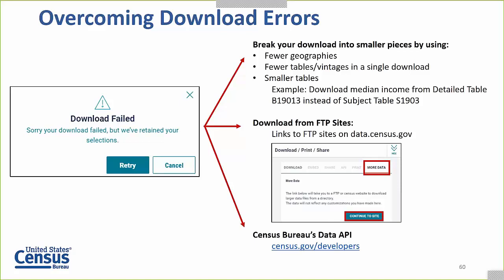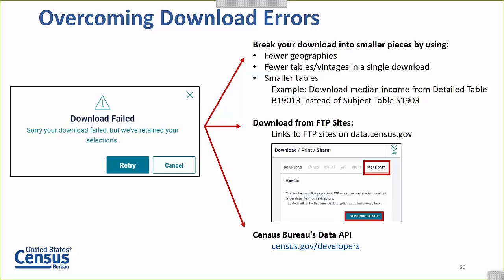So a couple of suggestions that we have for you. If you want to stay on the site for data.census.gov to download the data, we recommend trying the same download using fewer geographies at a time, fewer tables at a time, so using the option to download just one table at a time versus downloading multiple tables or years in a single zip file. And we also recommend using smaller tables. So if I was just interested in the data for median household income, I could get that data from B19013, which only has one estimate in that table, compared to the subject table, which has many estimates.